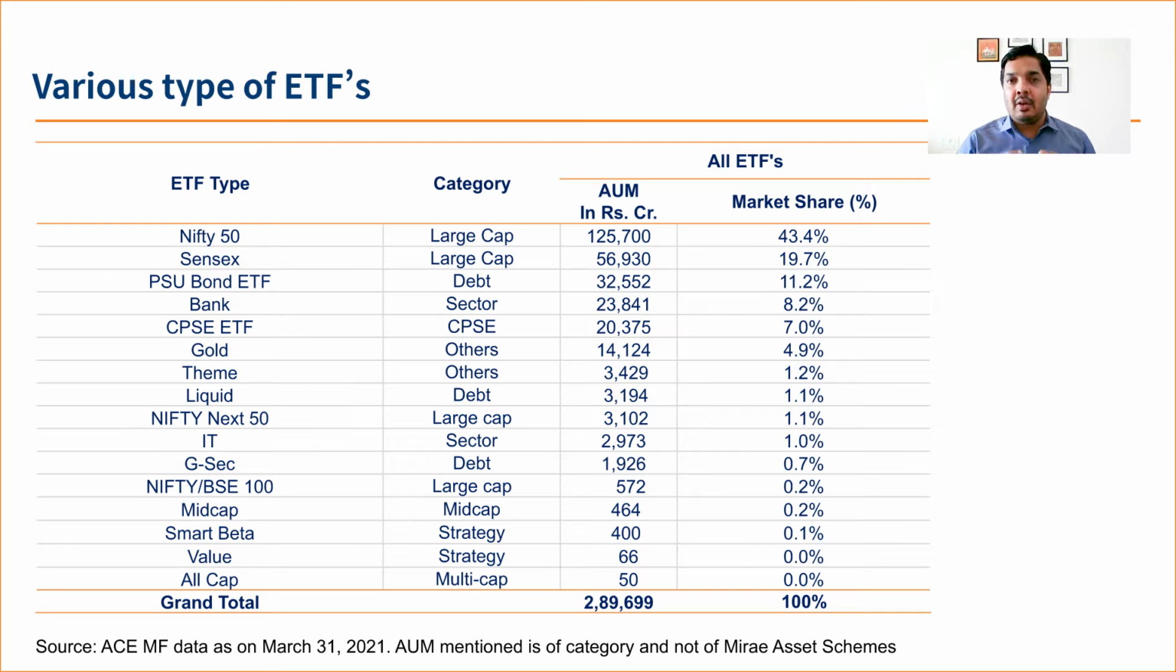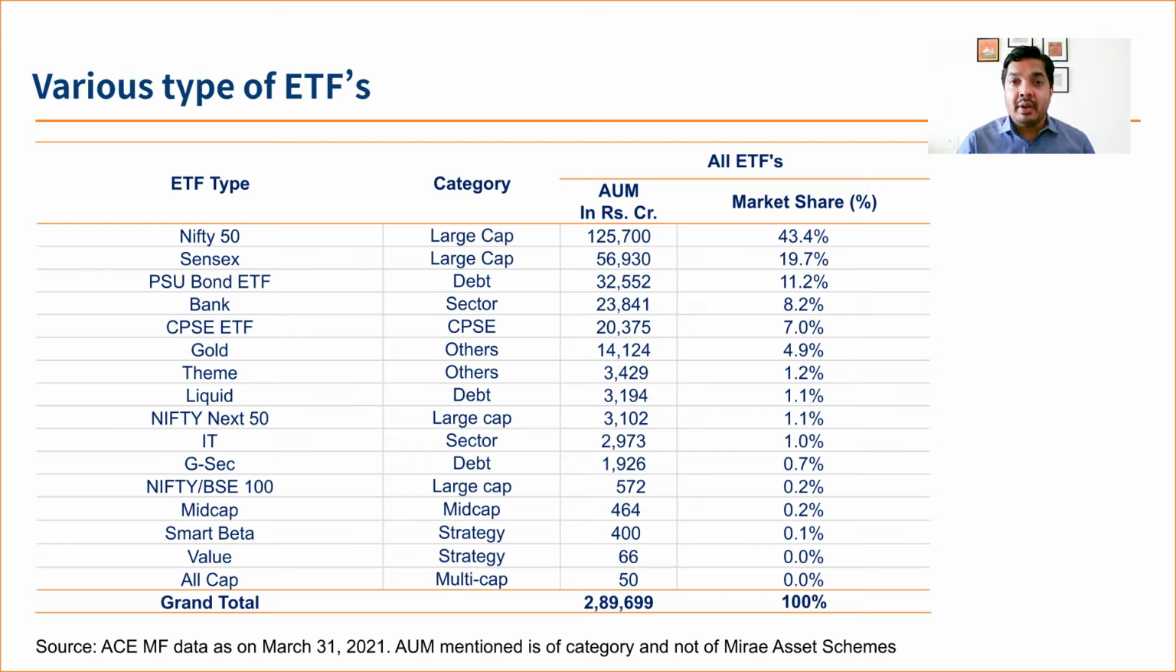In fact, out of this 2.89 lakh crore, the Nifty 50 ETFs alone capture 43% of the market. The total AUM of all Nifty 50 ETFs put together is 1.25 lakh crores. After Nifty 50, the most popular ETFs are Sensex ETFs, PSU bond ETFs, which provide you exposure to these CPSEs and CPSEs plus SDLs and corporate bonds, etc.